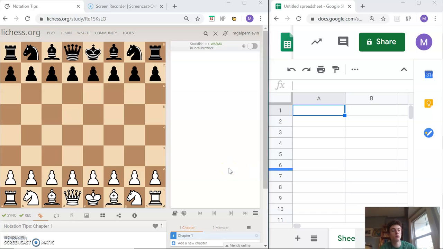It is Coach Malcolm here, and one of my more recent videos was on notation, and specifically, how do we notate? What letter do we use for each piece, and then how do we write down each square on the board, and then just our moves in general. And this is going to be a sort of continuation of that.